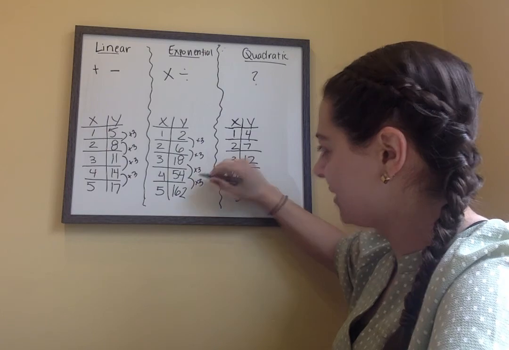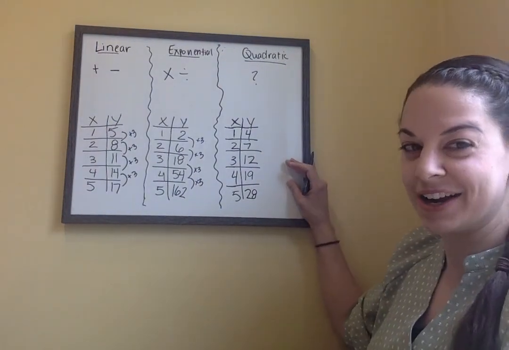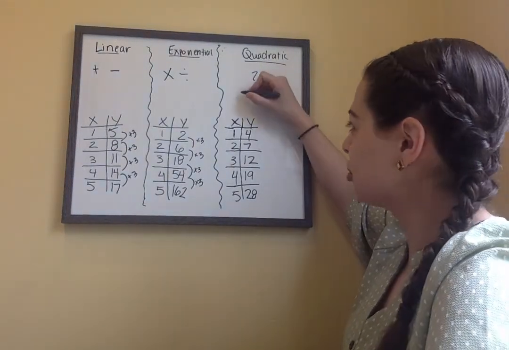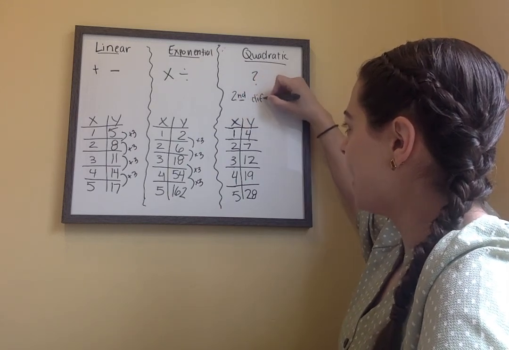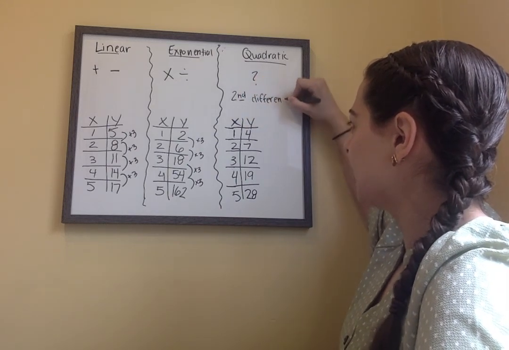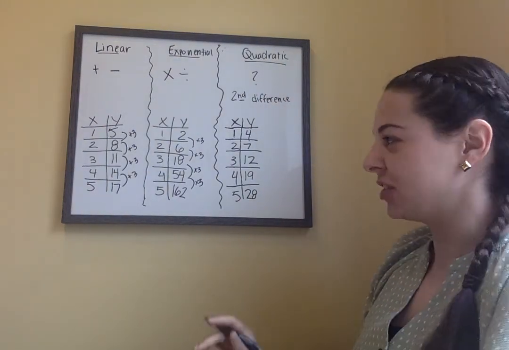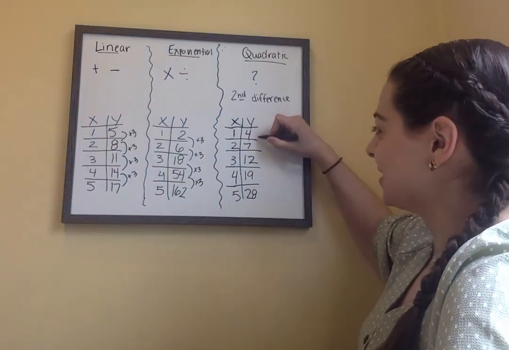The last one is a little bit tricky. I think you probably already know because it's under quadratic. It is a quadratic, of course. But in order to decide if it's quadratic, you actually have to look at the second difference. For my algebra class, we talked about this very briefly, so I'm going to go over it again. When you look at the second difference, you are looking at the difference of the differences. Whoa, this is what I mean.